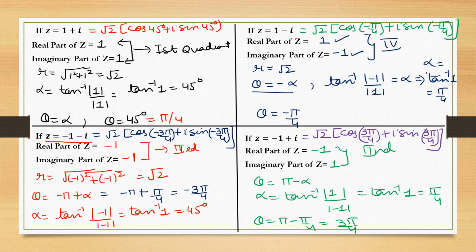So this is how we have written all the numbers into the r cos theta plus iota sin theta form. But you need to observe one thing: all the values of theta are lying between minus pi and pi. So this is how we can represent every non-zero complex number in this form.